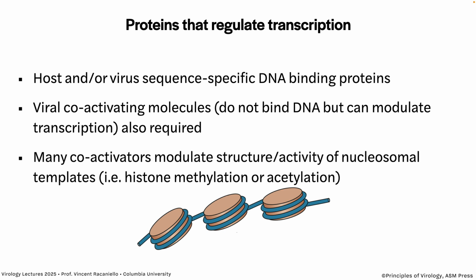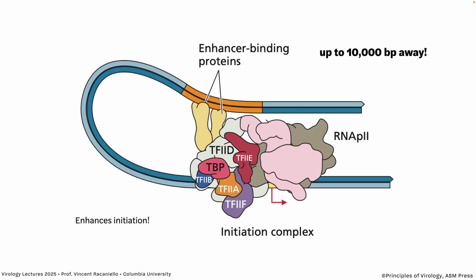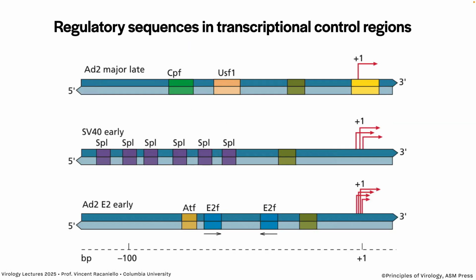So we mentioned proteins that regulate transcription by binding to the DNA. These can be host or virus, and we'll see some examples of these. They are sequence-specific DNA binding proteins, right? So I showed you these protein binding sites with weird names. These are sequence-specific. In other words, SP1 protein will only bind the SP1 DNA sequence and not USF, and the same for USF and so forth.